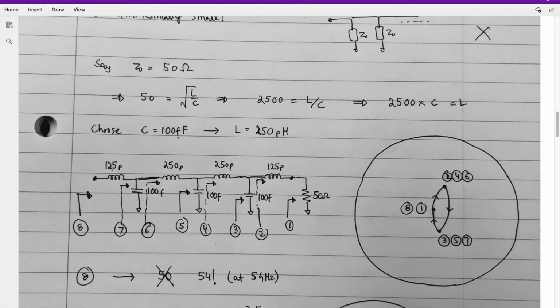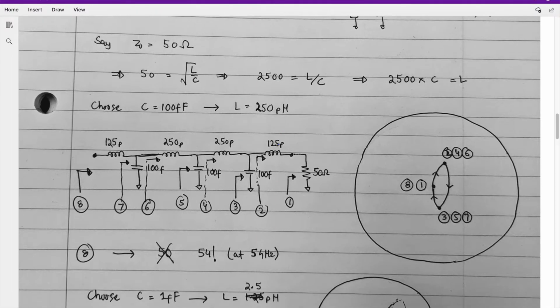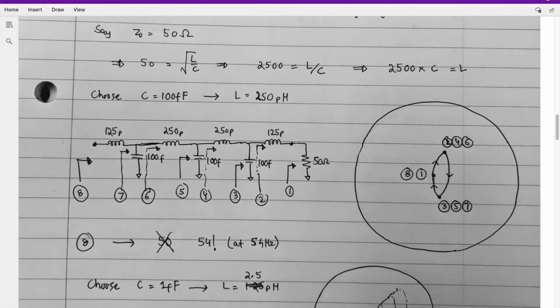Let's say we choose C equal to 100 femtofarad, and it gives us L equal to 250 picohenry. Let's say we put together some of those L and C sections and terminate that line with 50 ohms, and let's see the impedance looking at this point. This is the Smith chart. Right now we are at the center. Looking from here, we have 50 ohms.